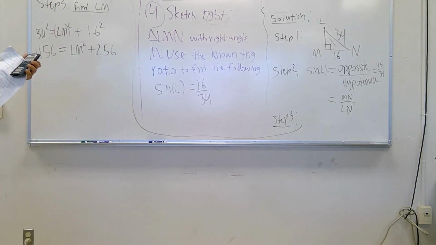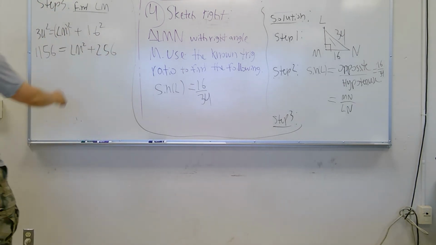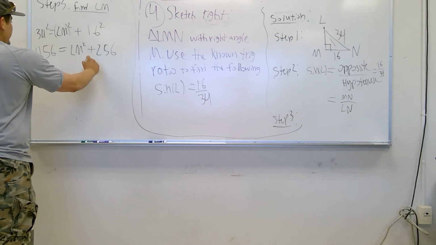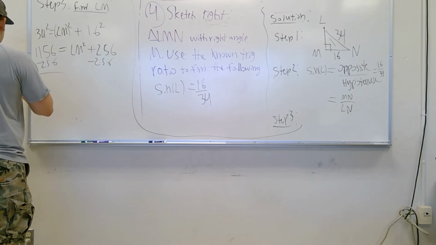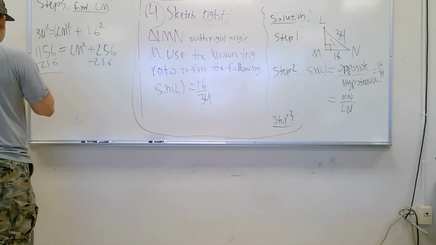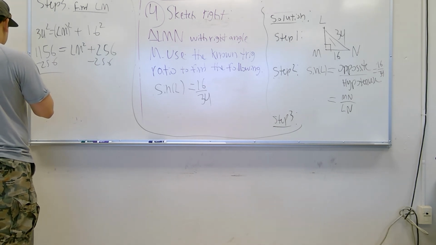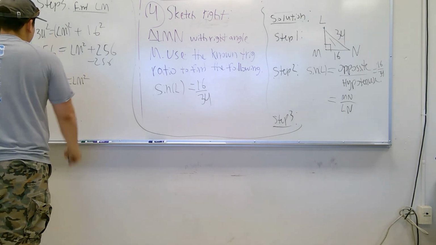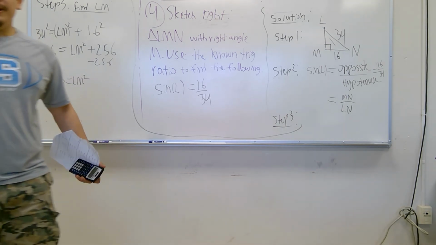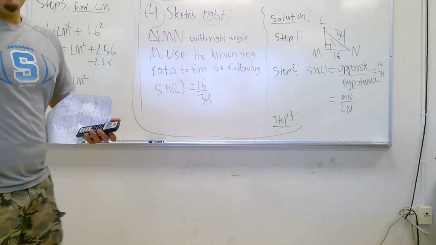Alright, so you got 1156 equals LM squared plus 256. Subtract 256 from both sides. We're going to have 1156 minus 256, which is 900. Everybody knows the square root of 900. Come on now. Everybody knows that. It's 30.